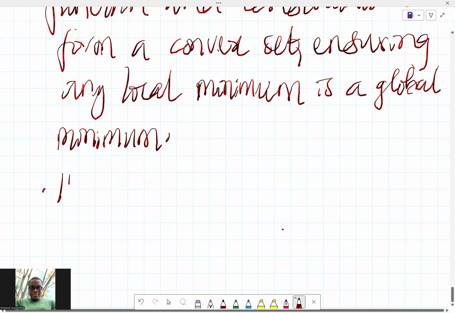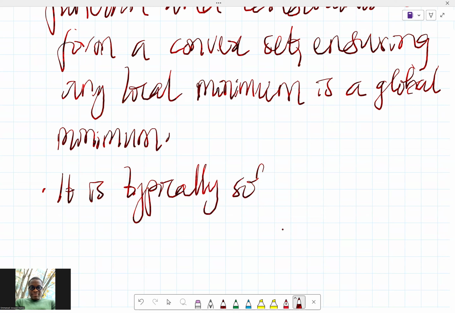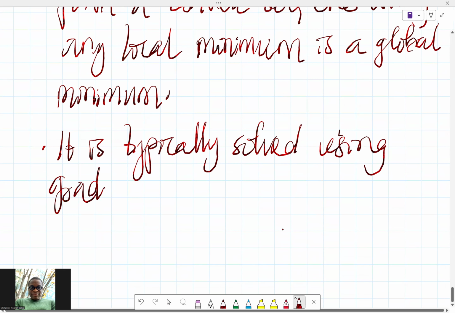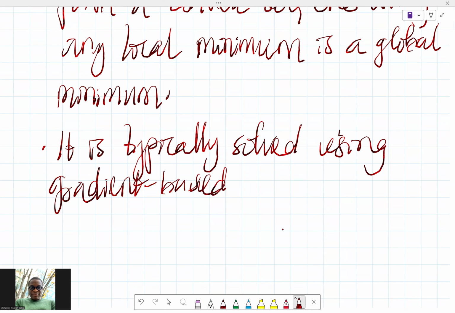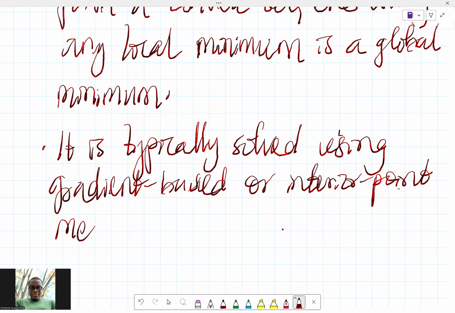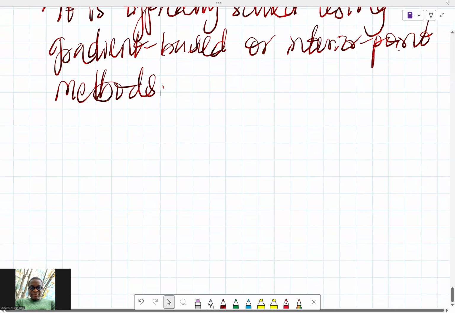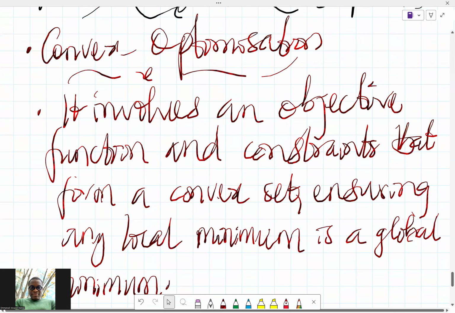It is typically solved using gradient-based or interior point methods, a method that has been mentioned before. Okay. Then, of course, we have the non-convex optimization part of things.